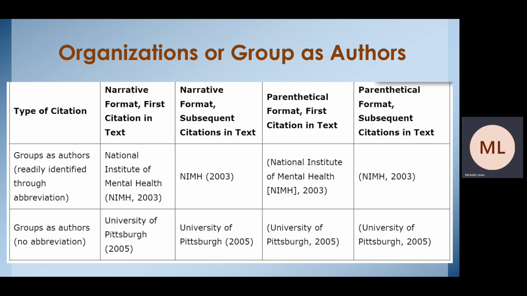Groups as authors, no abbreviation. For example, the first citation for narrative: University of Pittsburgh, 2005, year of publication in brackets. For any subsequent citation in text, University of Pittsburgh, and in brackets, 2005. For the parentheses format, the group's name starts in brackets, University of Pittsburgh, 2005.